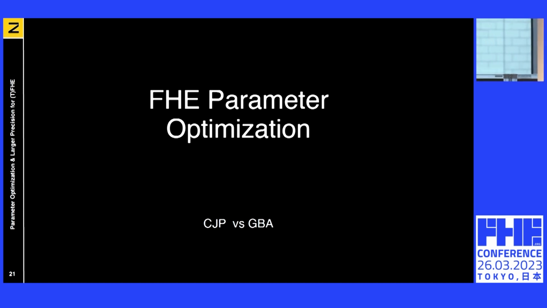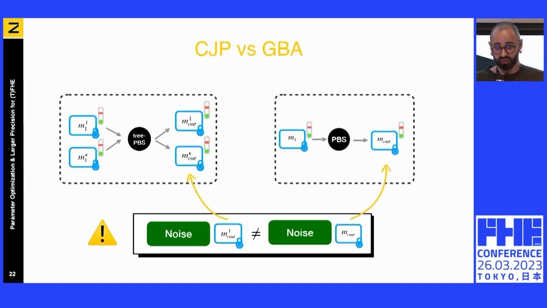Okay, so we're gonna make a comparison between the CJP atomic pattern and the GBA. But first, we need to talk about the output noise of those two atomic patterns. If you look at the formula for CJP and the one for GBA, you have completely different noise formulas. So at the end, you're going to have completely different noise.